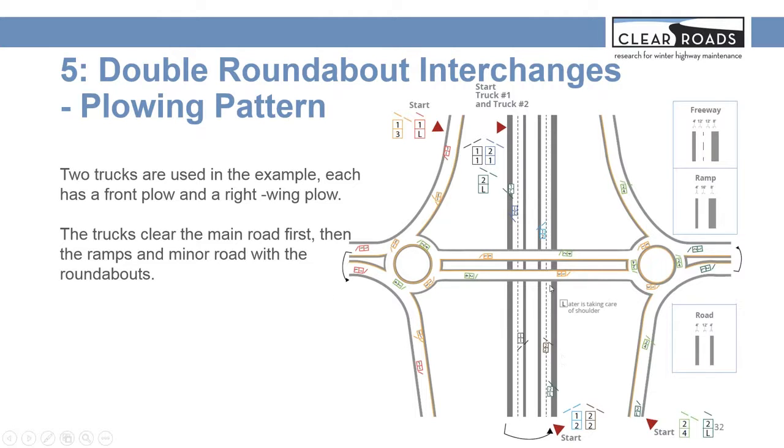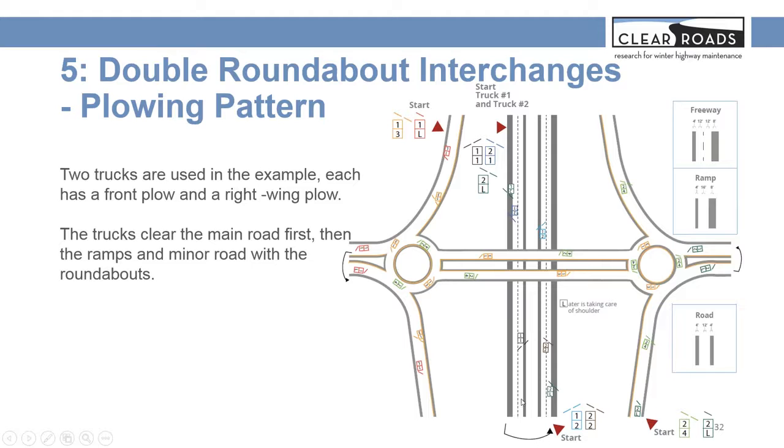The trucks clear the freeway first, and then clear the minor road and the roundabout. So the pattern will be two trucks, truck 1 and truck 2. Truck 1 uses the front and the left wing, clears the left lane and pushes snow to the left. And truck number 2 uses the front and the right wing, pushing snow to the right. So they go through and turn around to clear the other direction.